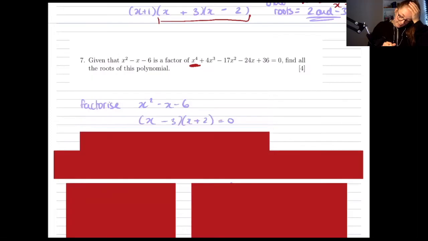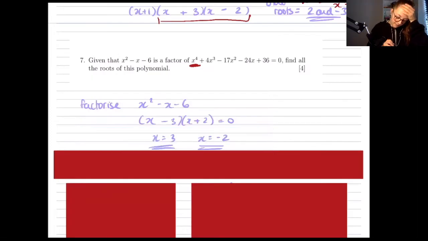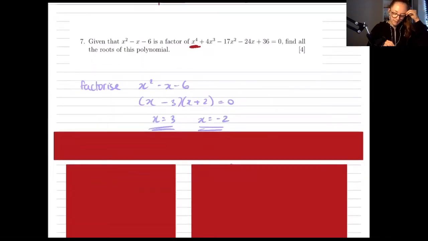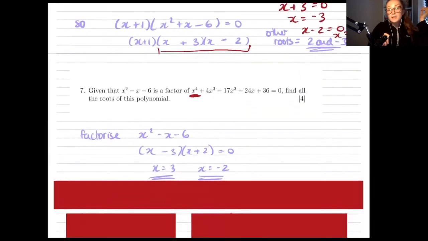If we factorize that, we can see that we get x minus 3 in one bracket and x plus 2 in another bracket. So our roots are x equals 3 and x equals minus 2, which is funny because it's the opposite way around to the previous question. They're unrelated, but I just thought it was quite funny.